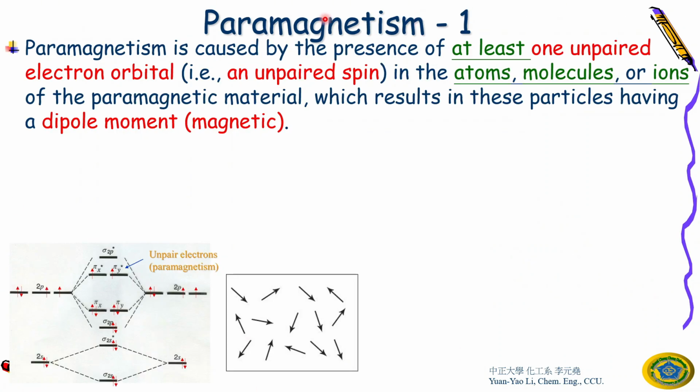Now let's take a look at paramagnetism. Paramagnetism is caused by the presence of at least one unpaired electron in the orbitals. This is the energy level diagram, and this is the oxygen energy level diagram. You have at least one unpaired electron in atoms, molecules, or ions of the paramagnetic materials, which results in their particles having a dipole moment. This dipole moment is a magnetic dipole moment. It's not an electrical dipole moment.